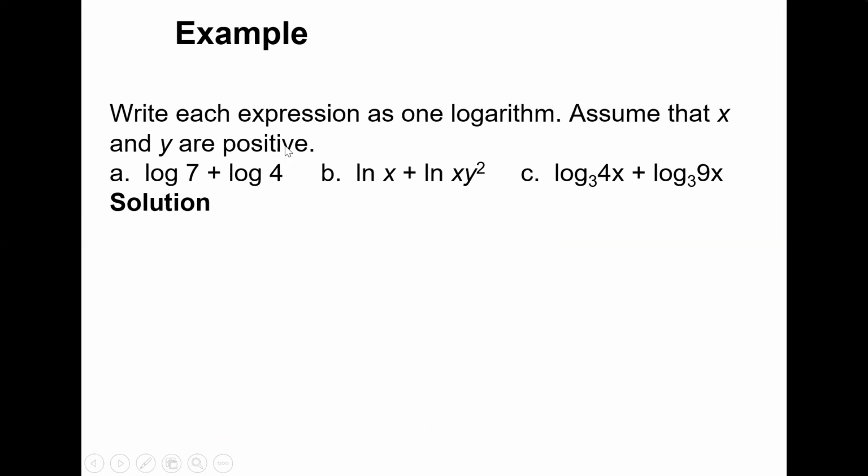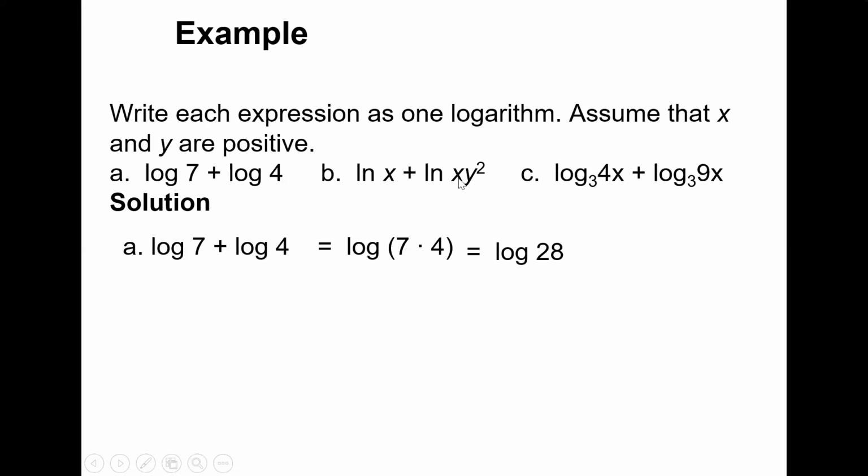All right, now they want us to go the other way. Write each expression as one logarithm and assume that x and y are still positive. Well, if we're going to put those together, we're going to have to take 7 times 4 and we're going to get 28. So it's just log of 28.